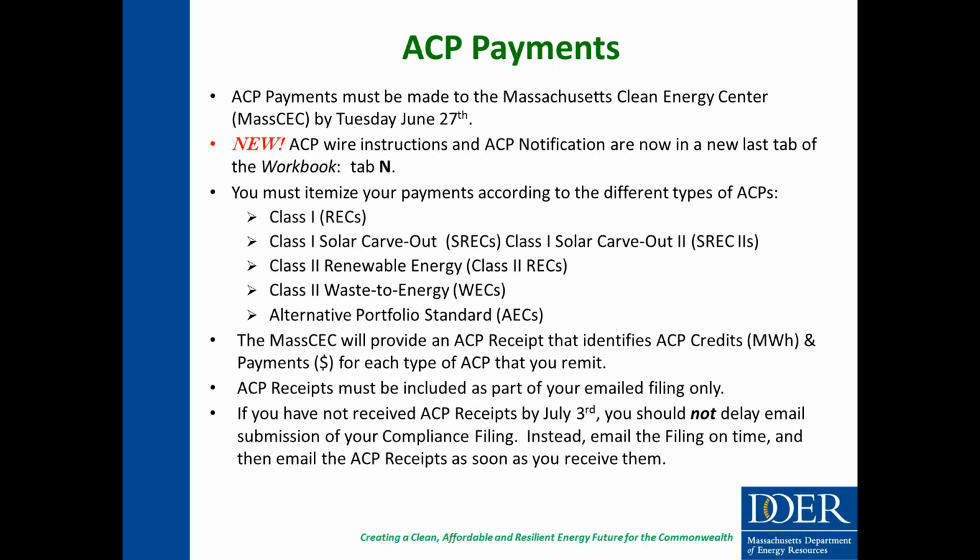The receipts come back to you, and you forward them to DOER as part of your emailed filing only. Don't bother printing them, just forward them here after you get them. Hopefully you get them by July 3rd and send them along with your filing. If they don't quite get to you by July 3rd, then get your filing in anyway, July 3rd. That's a deadline. And then you can email forward the receipts as soon as you get them.